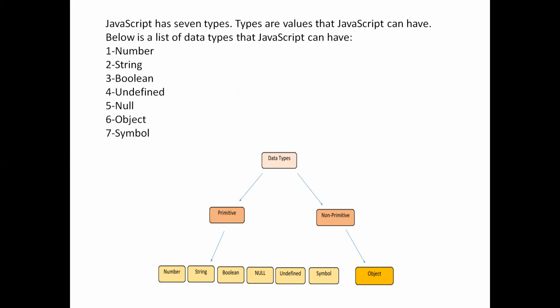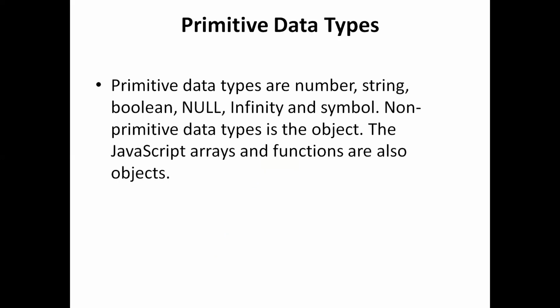Data types have two categories: primitive data types and non-primitive data types. Inside the primitive data types, we have number, string, boolean, null, undefined, and symbol. And in the non-primitive data types, we have object and array. So first we will learn the primitive data types. What are the primitive data types? There are six primitive data types in JavaScript.